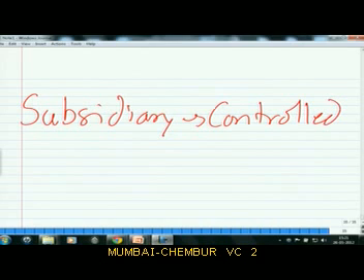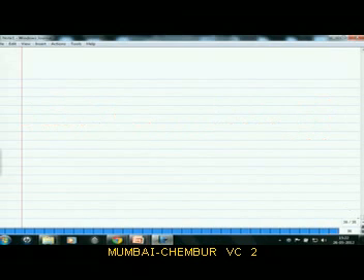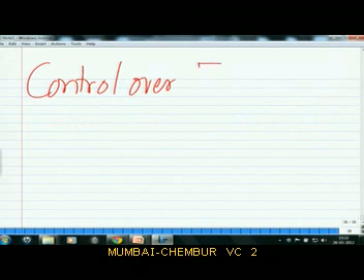You can see lots of girls smiling here because they are due for marriage. Alright. So subsidiaries are those which are controlled. And again, here to share with some of the experiences, control over financial and operating decisions.